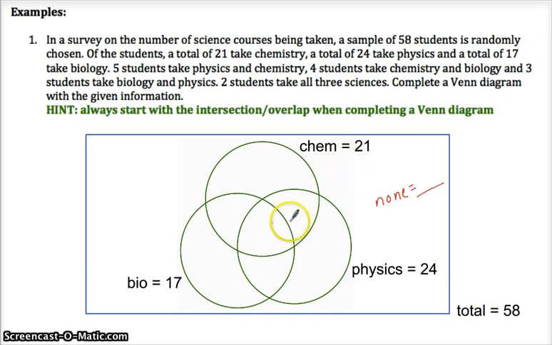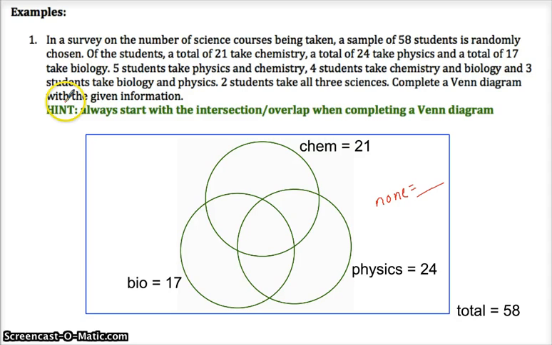Physics and chemistry could have some people in common. Bio and physics could have some people in common. So let's fill this out because we don't know what goes in all these little bubbles. Okay, 5 students take physics and chemistry. Well, physics and chemistry, that's this football right here. I don't know how many are in all 3 and how many are in just the 2, so I'm going to wait on that. 4 students take chemistry and biology, similar problem.